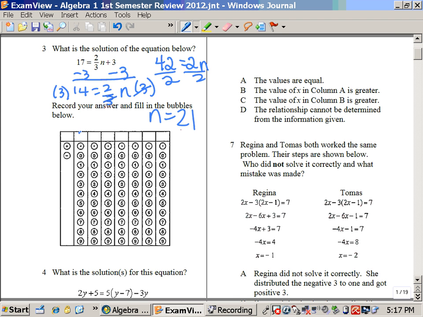When you fill it in, you just need to put the 2 and the 1. You can put the positive if you want to, but you don't have to. And then you would fill in a 21.